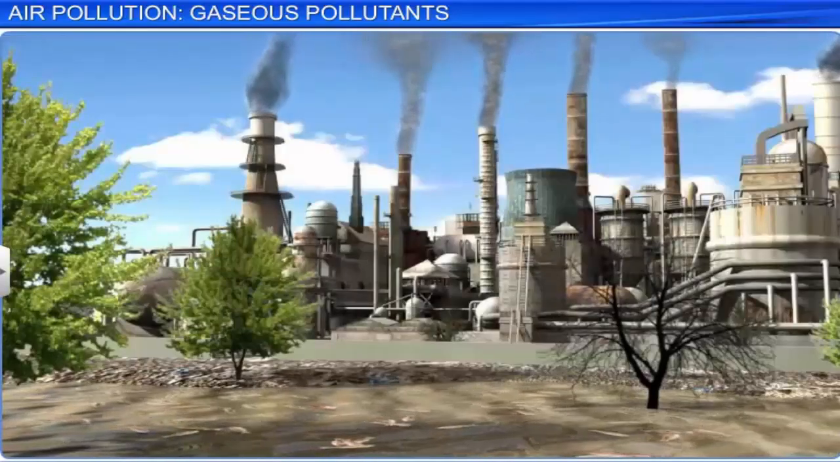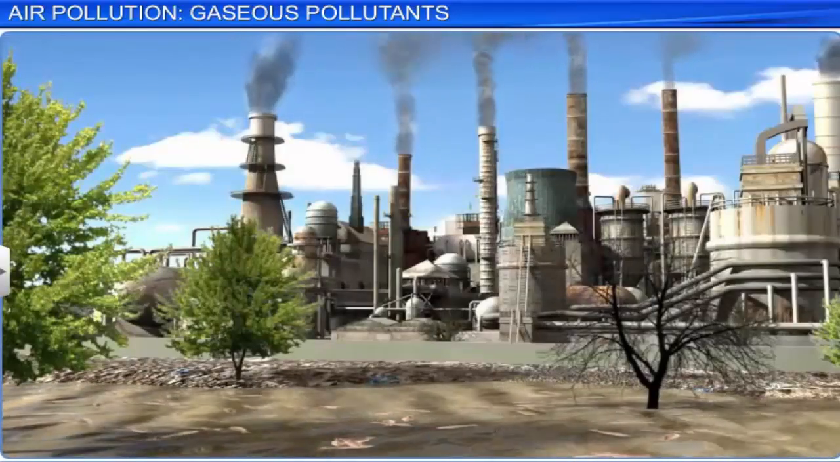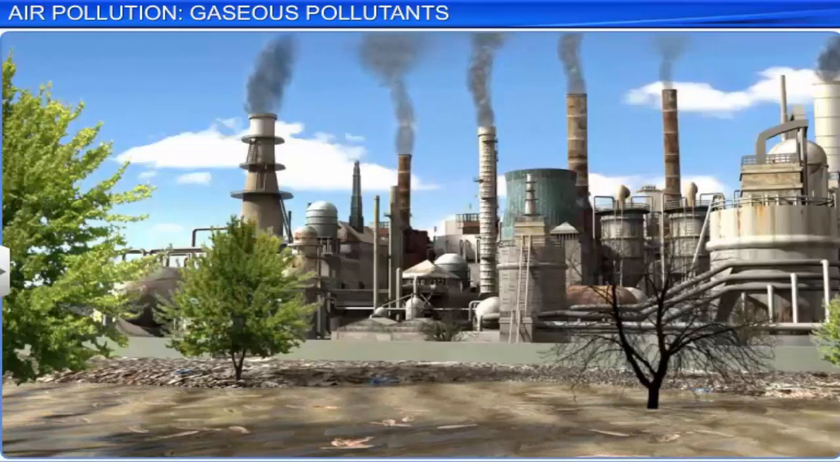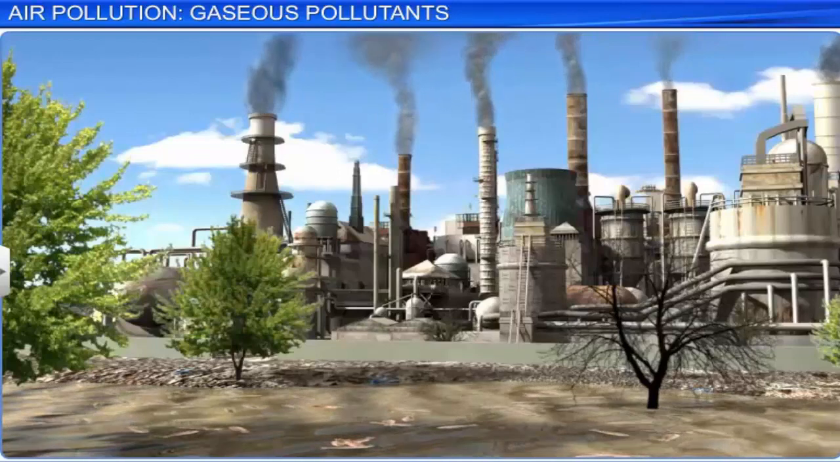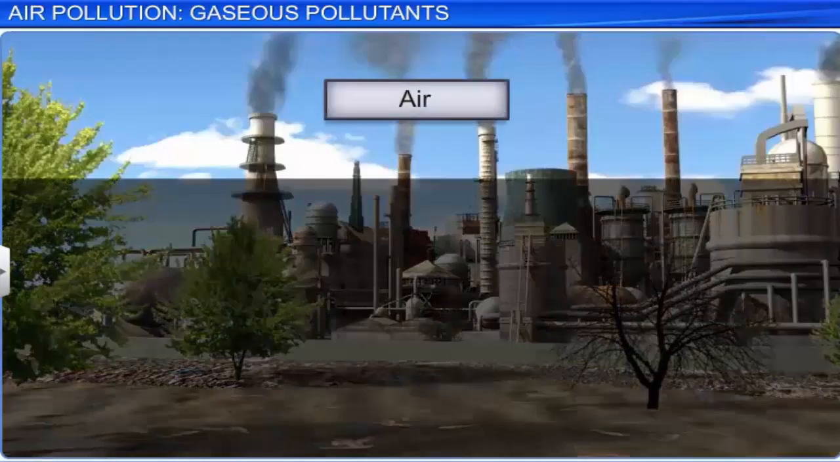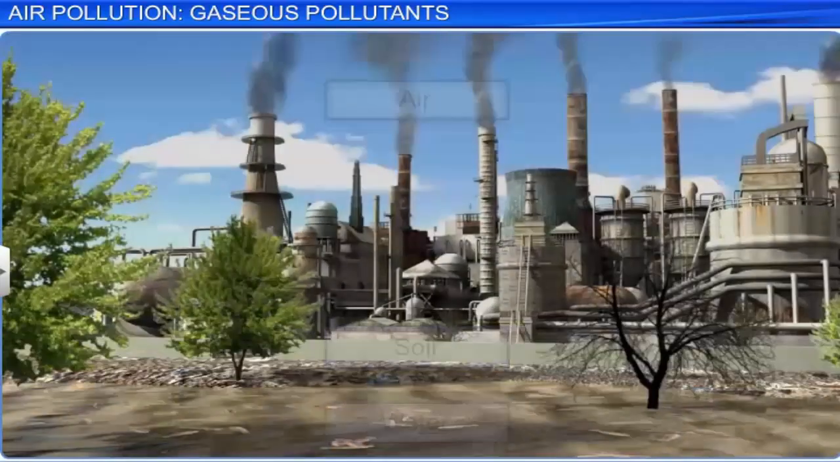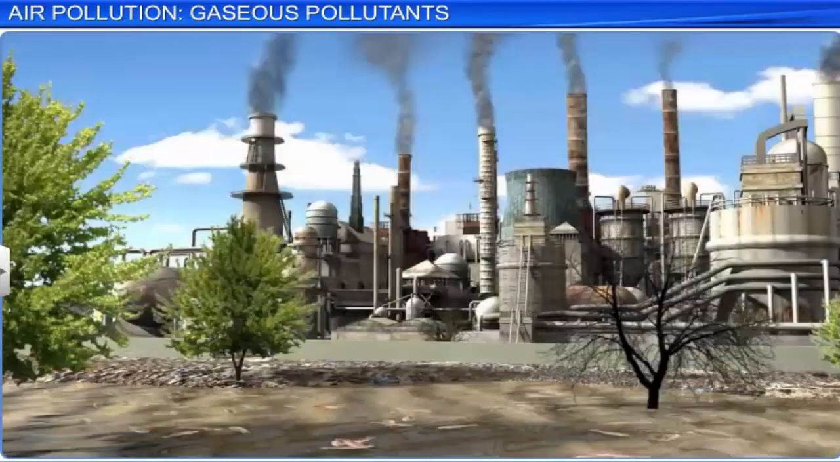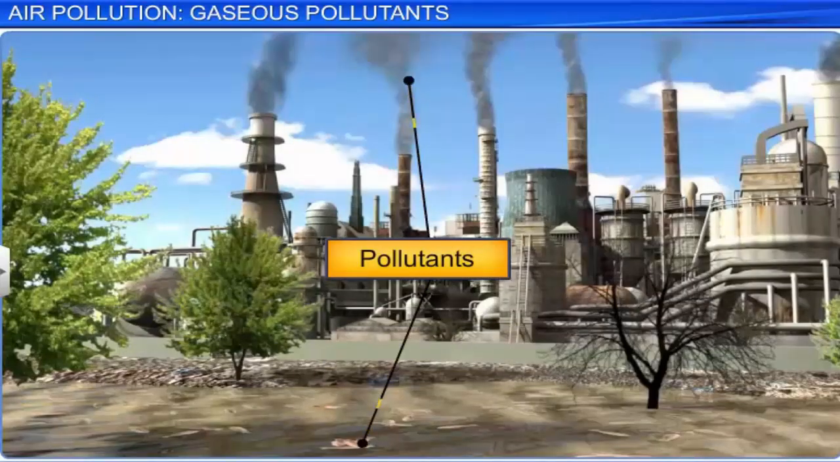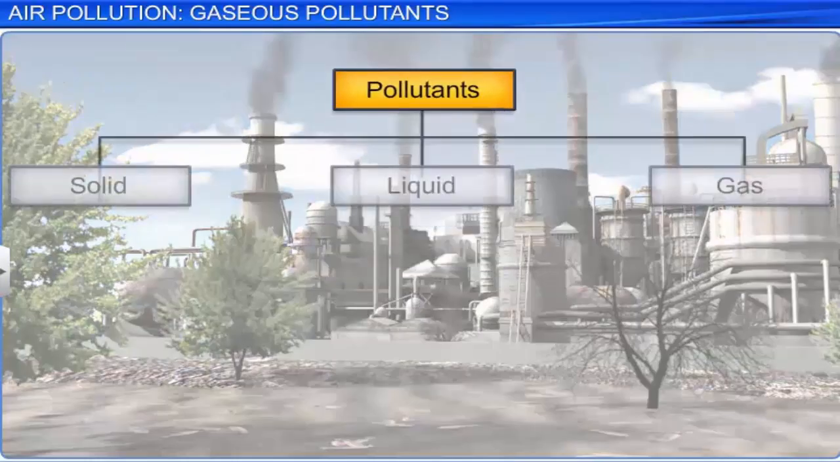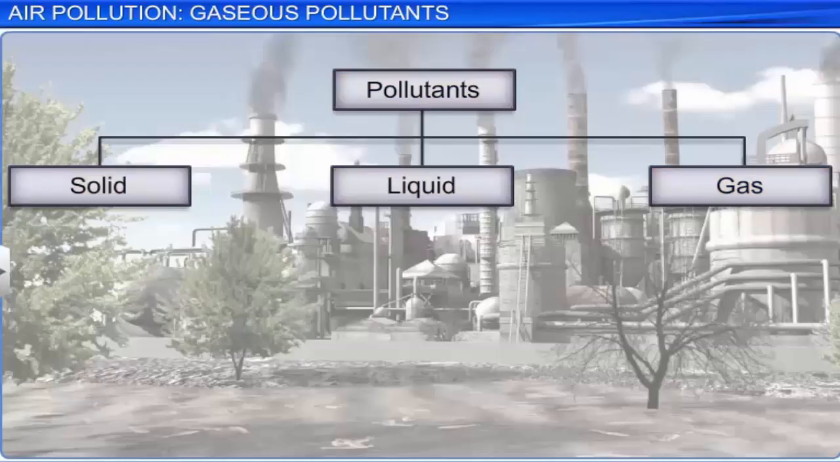Pollution is the harmful effect on the environment that can prove fatal to all living organisms. It is caused by the contamination of the air, water, and soil by harmful substances known as pollutants. Pollutants can be solid, liquid, or gas, and originate from human actions and natural sources.